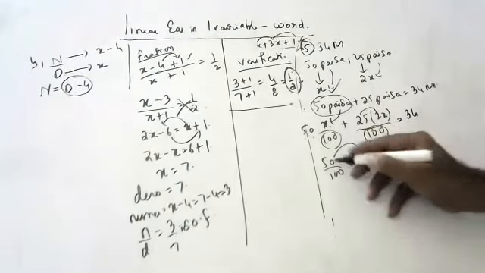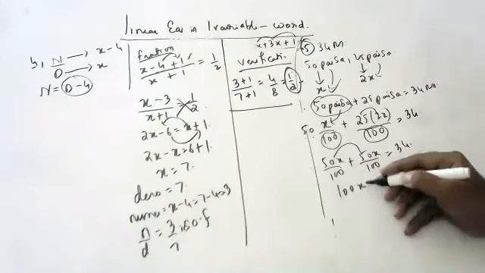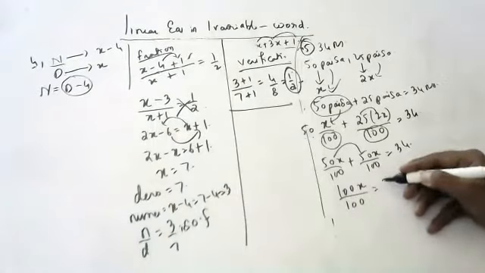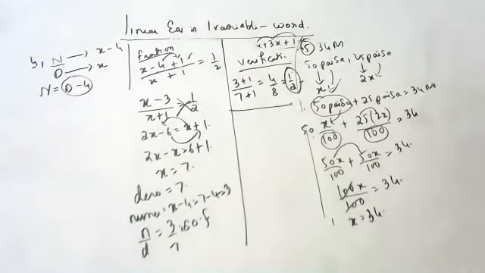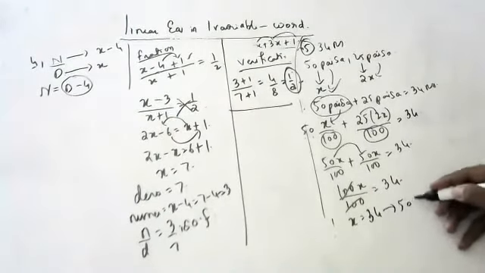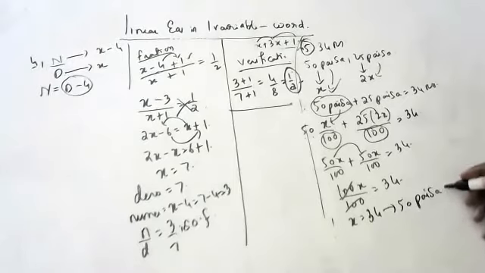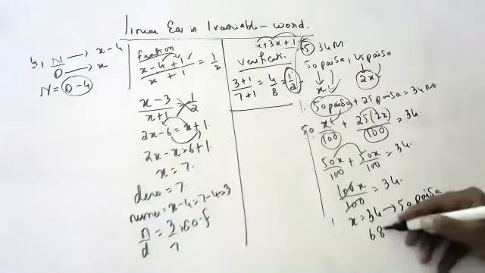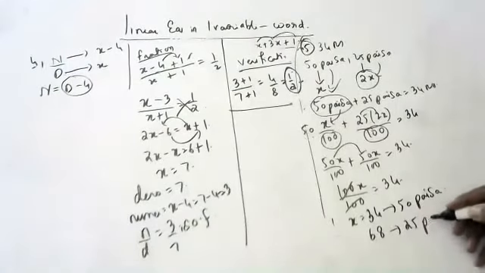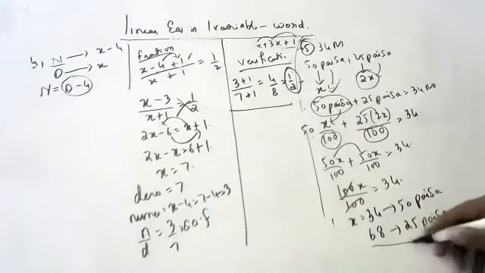50x by 100 plus 50x by 100 is equal to 100x by 100, which equals 34. 100 cancels, x is equal to 34. So 34 50 paisa coins are there, and 68 25 paisa coins are there.